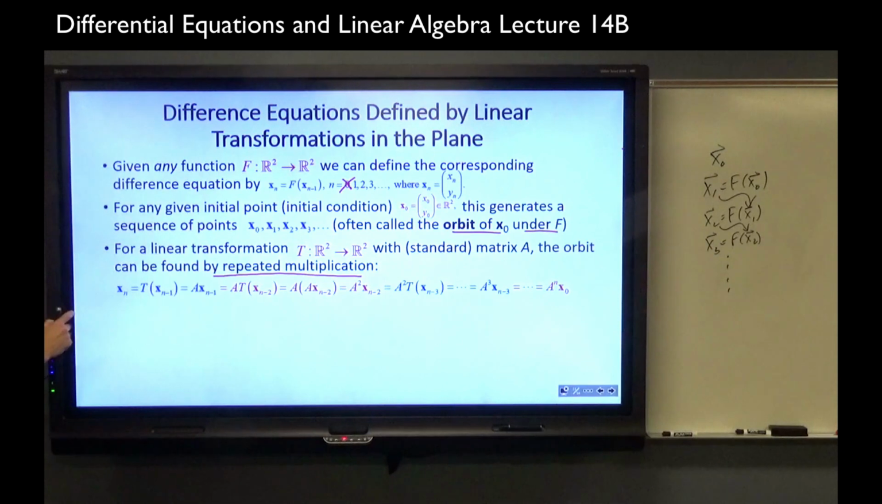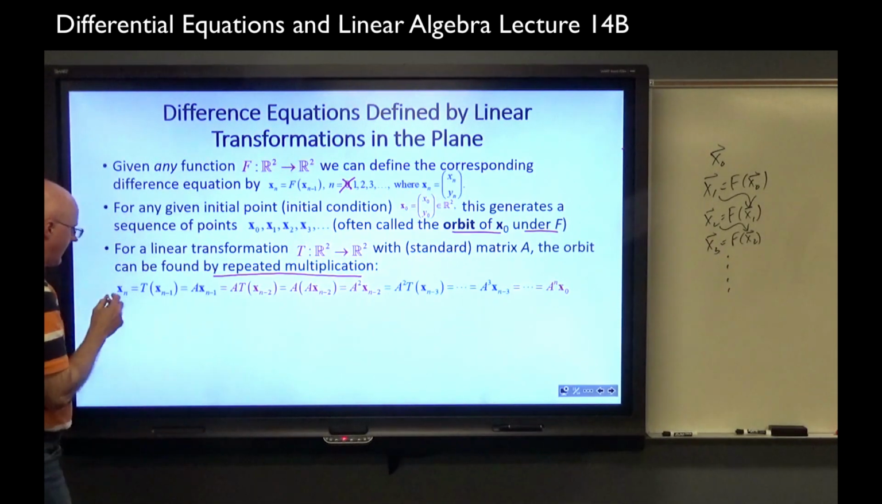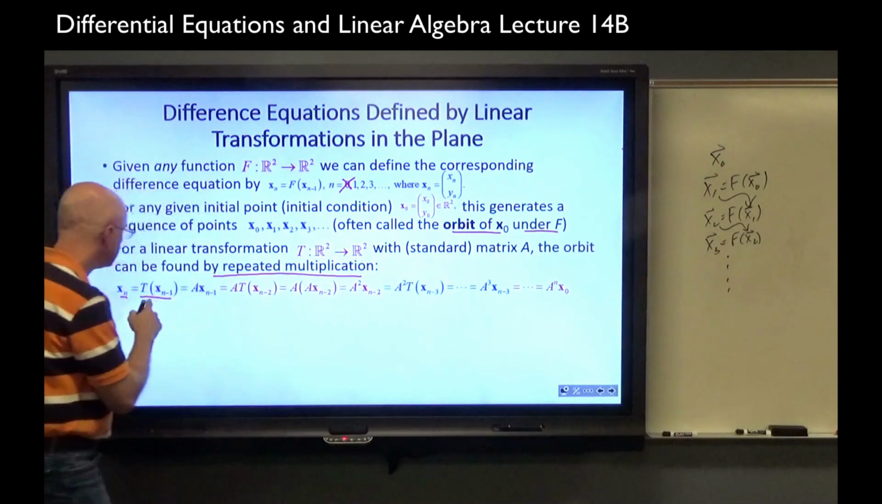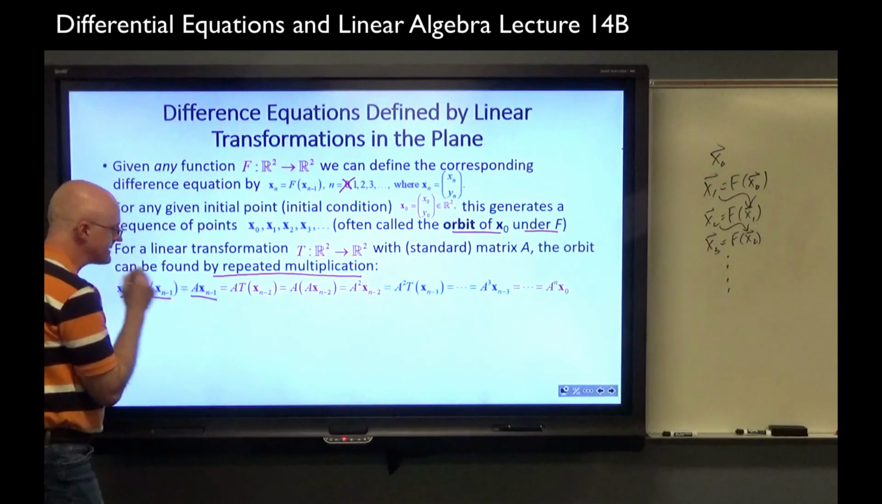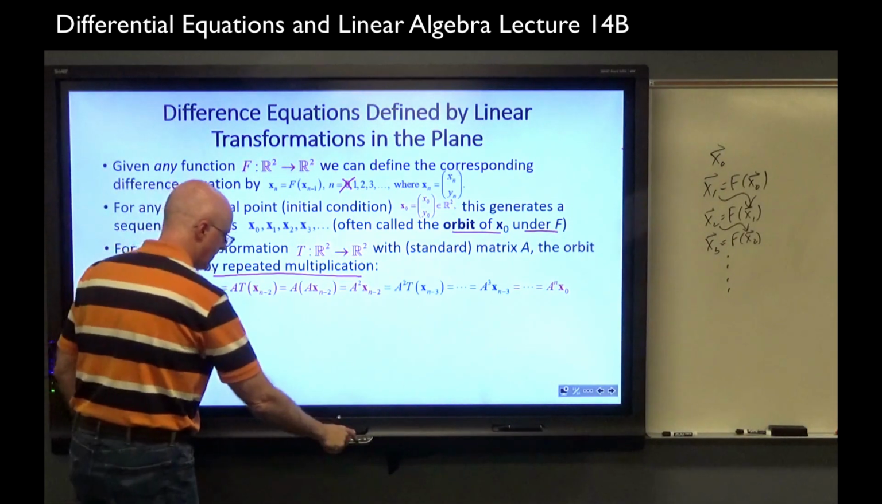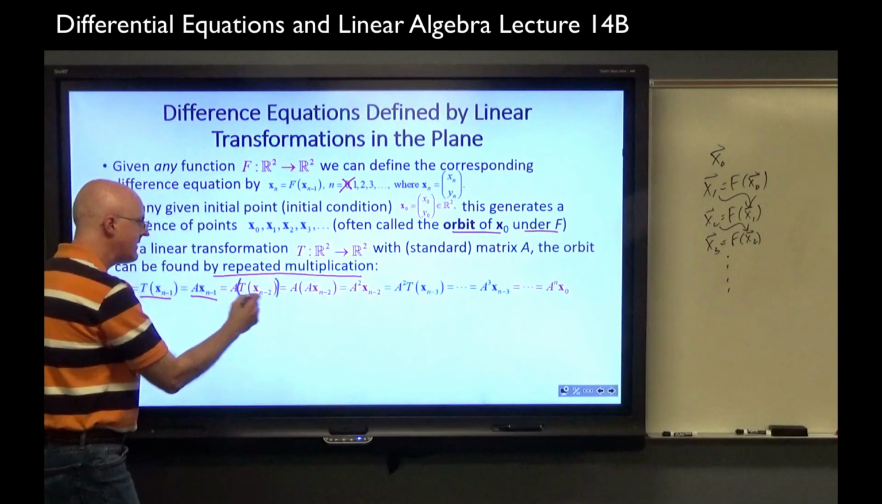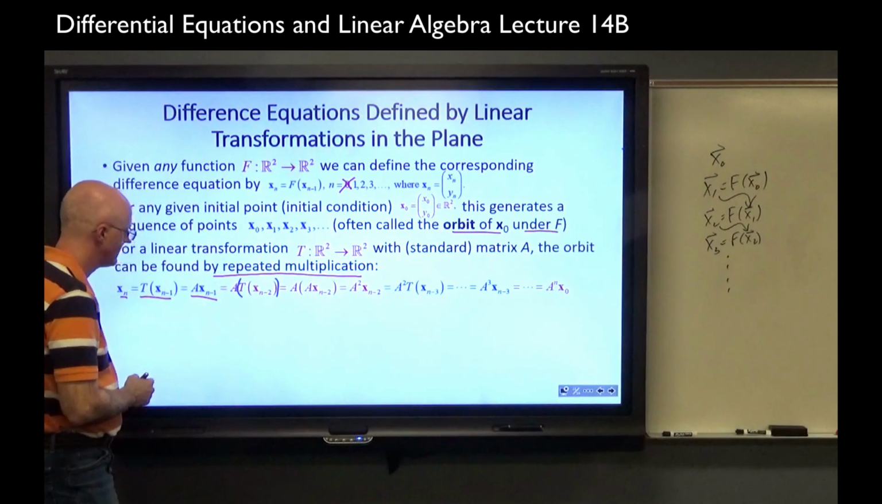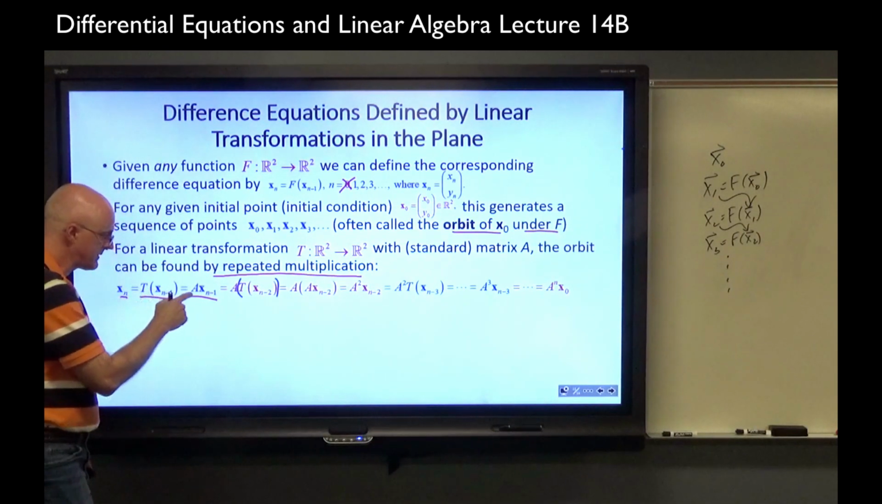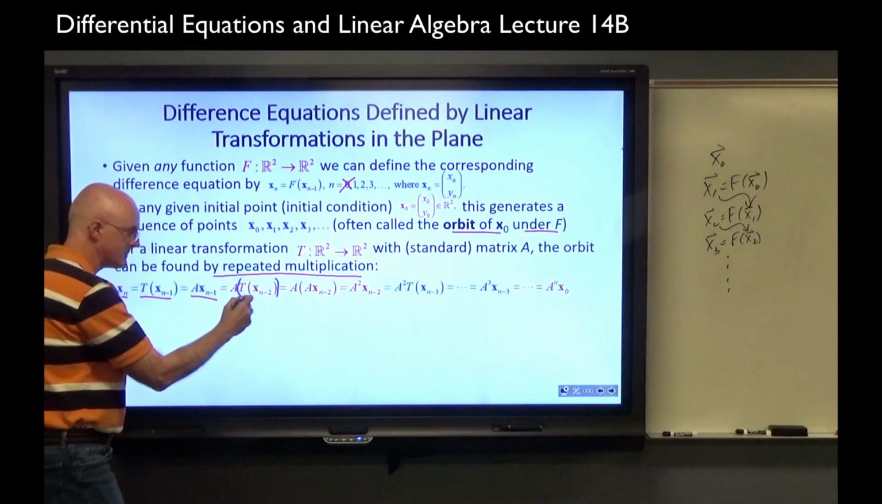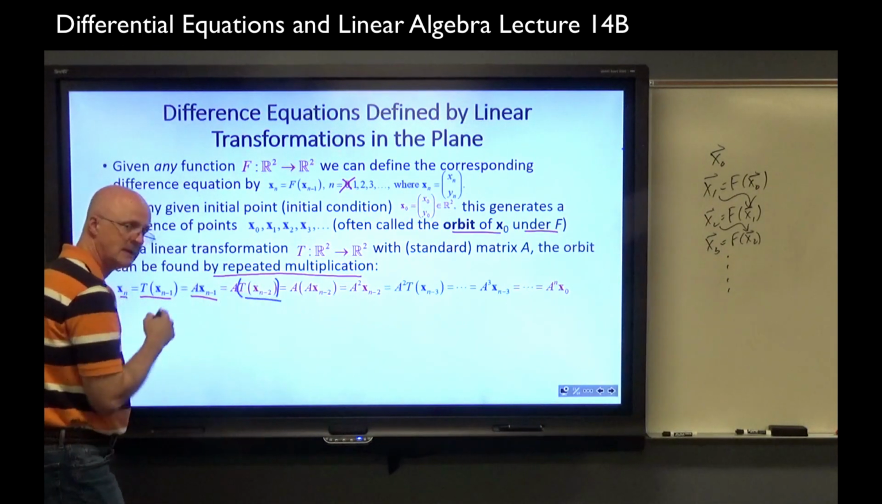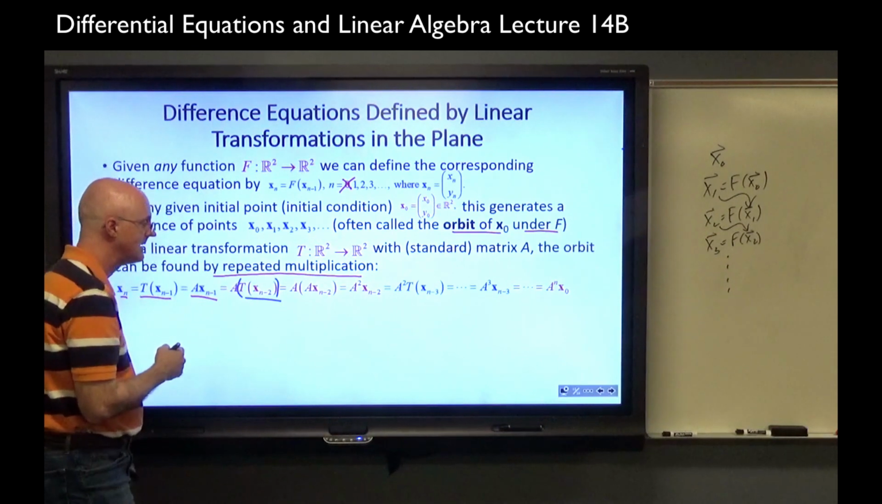Think about each step here. x_n, by definition, is T of x_{n-1}. But T has matrix capital A, meaning T of x_{n-1} is the same as A times x_{n-1}. But wait a minute, x_{n-1} is the same as T of x_{n-2}. That's a function applied to an input. This is a matrix times a vector. This is a matrix times a vector. The vector happening to be the output of T at x_{n-2}.